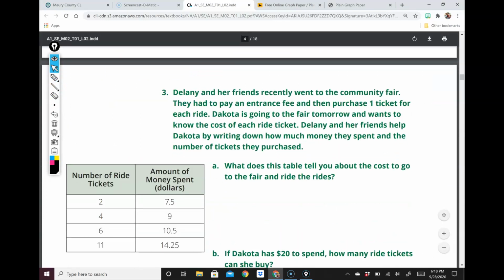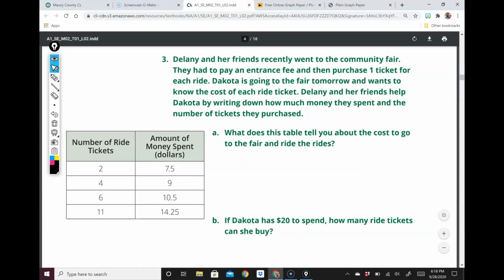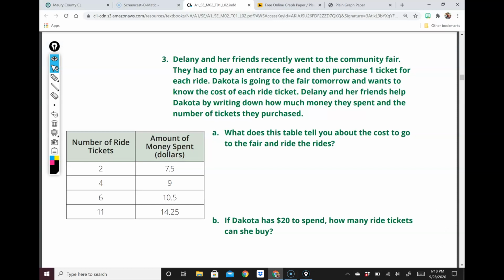Number 3, Delaney and her friends recently went to the community fair. They had to pay an entrance fee and then purchase one ticket for each ride. Dakota is going to the fair tomorrow and wants to know the cost of each ride. Delaney and her friends helped Dakota by writing down how much money they spent and the number of tickets they purchased. What does this table tell you about the cost to go to the fair and the cost of the rides?